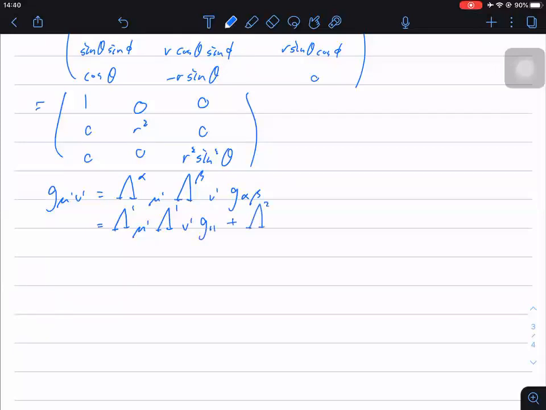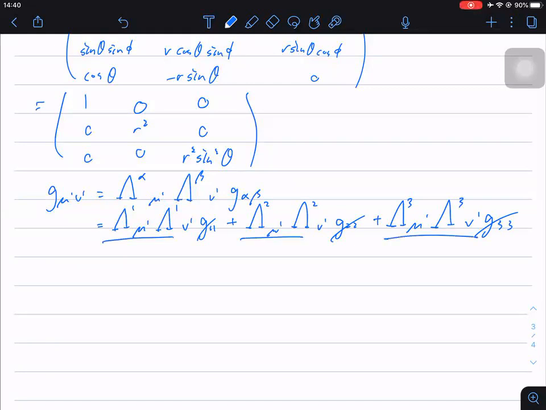G11, G22, and G33 here. And G11, G22, and G33 are basically one. So you just have to calculate this summation for every possible combination of mu prime. And that is actually another way to write the matrix multiplication. So basically, they are all the same.